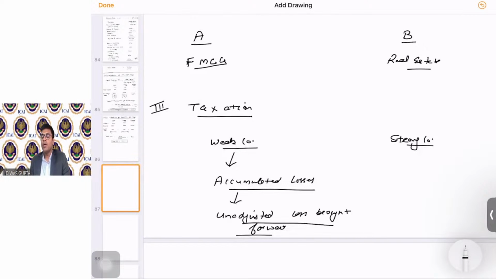So what will happen now? Strong company will look for such weak companies where the accumulated losses are high and they are available for set off against the future profits. So then strong company will go and tell the weak company to get itself merged with the strong company. Okay, sorry. So strong company will ask weak company to get merged into itself so that strong company will be able to utilize the set off of these losses brought forward against the future profit that strong company will be earning.